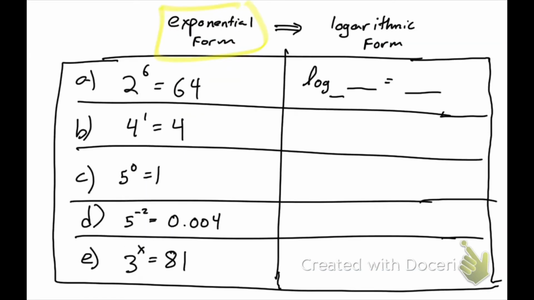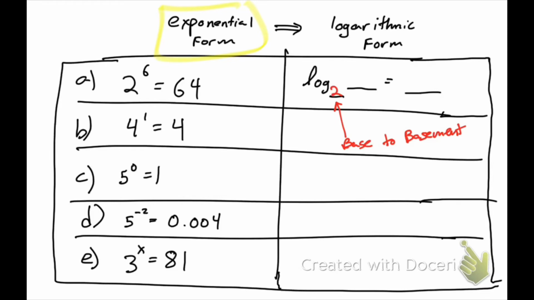So to convert from exponential form, I have my base right here. Now the base, that 2, I always think base to basement. Base to basement. That's what I think. So that base, the 2, goes down to the basement.